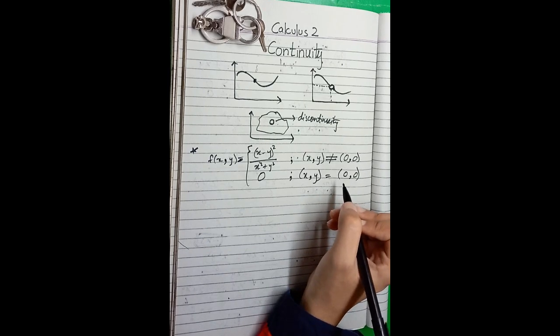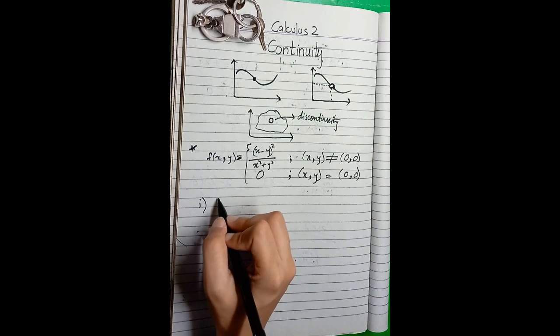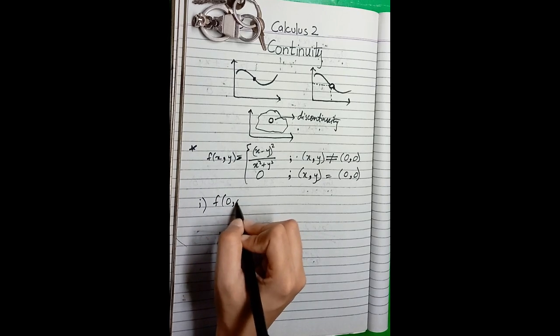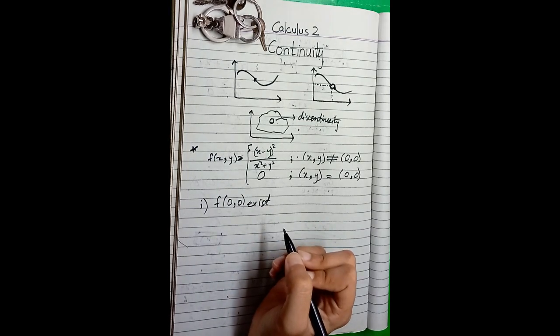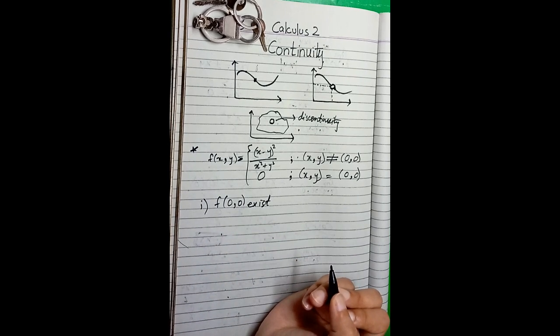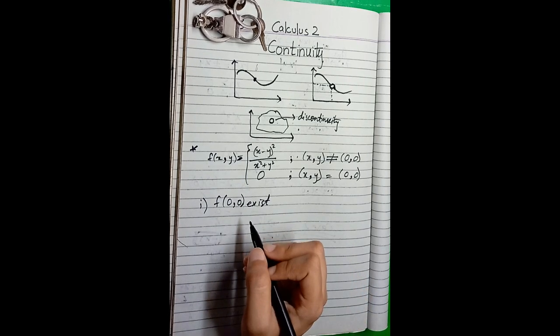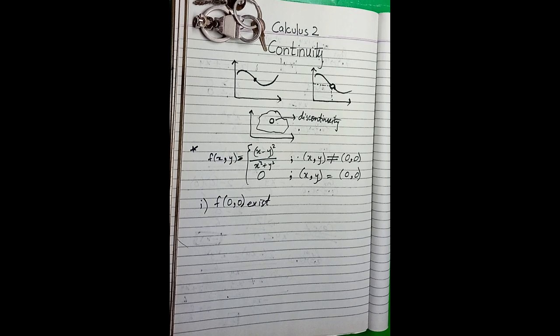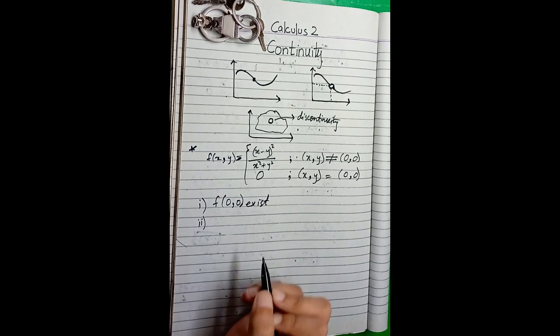First of all, we should consider our first condition, that the function at (0, 0) exists. Because in the question it is mentioned to discuss the continuity of the function at (0, 0). So starting from (0, 0), we will check the continuity. This is our first condition which should be satisfied, that f(0, 0) exists.